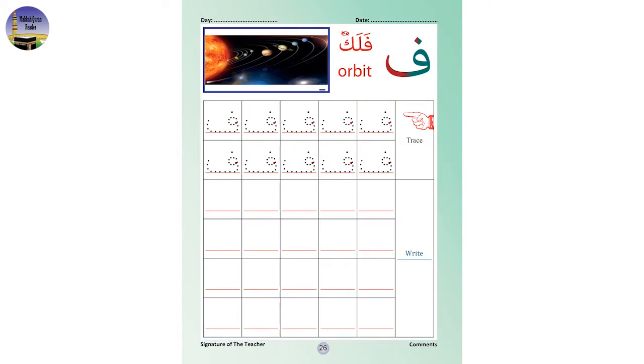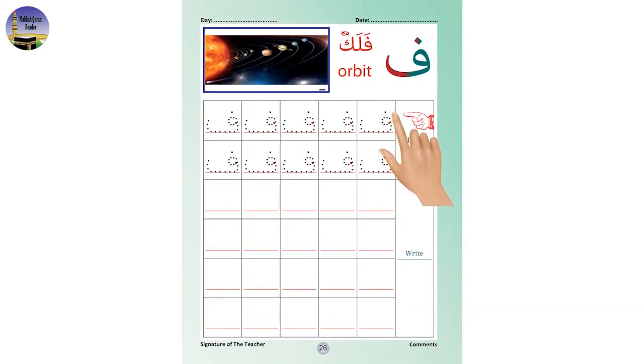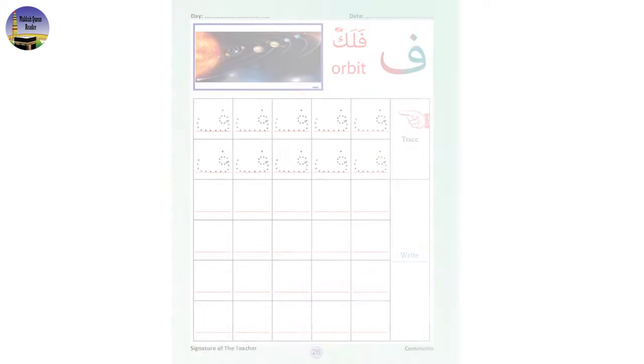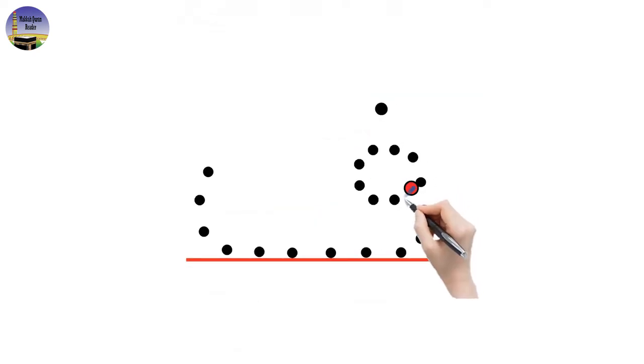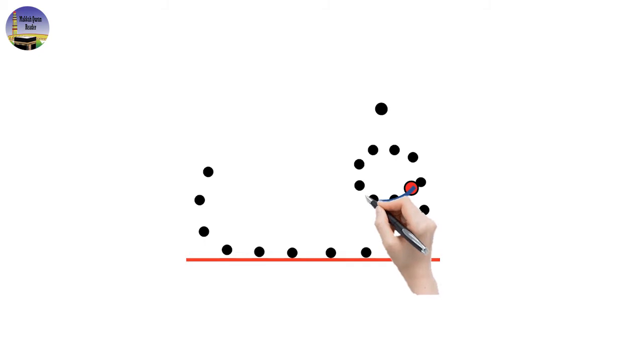Now we will join the dots of fa. How to write fa? There is a finger. It's shown you that Arabic starts from the right side. First one. Start from the red dot.